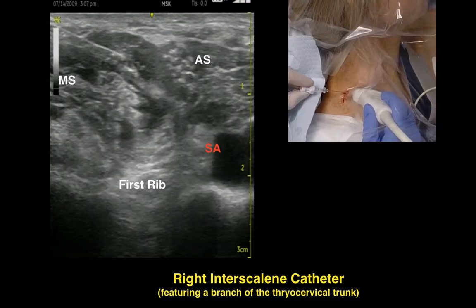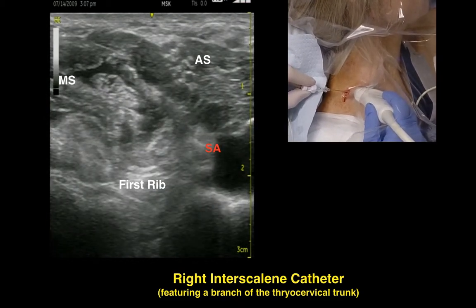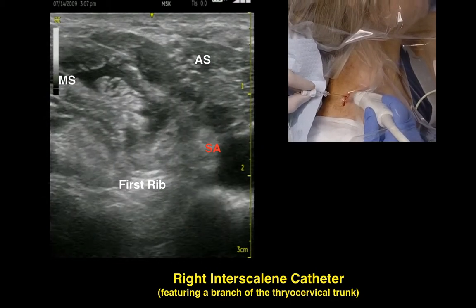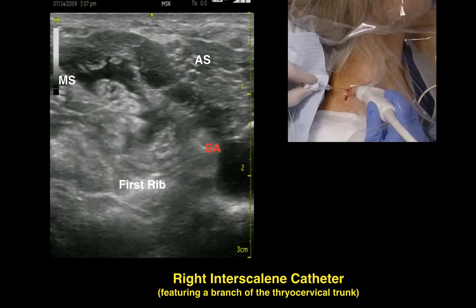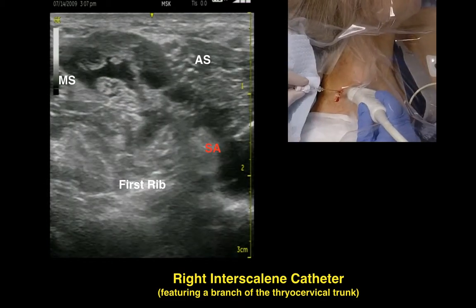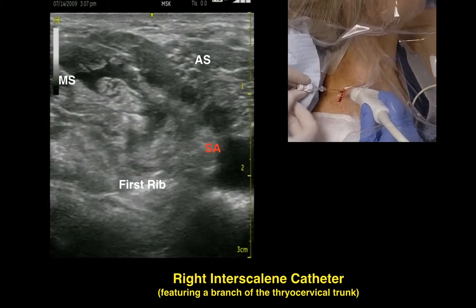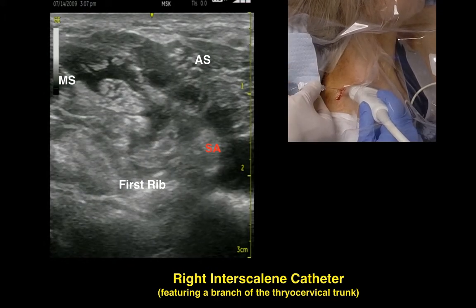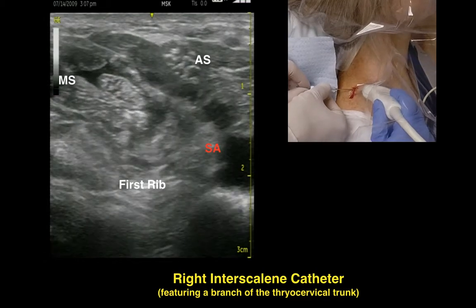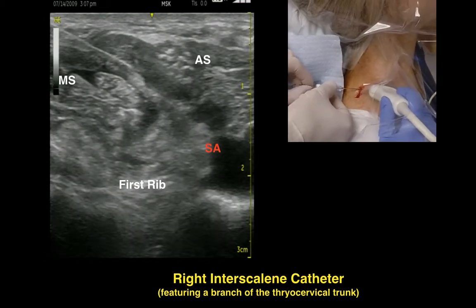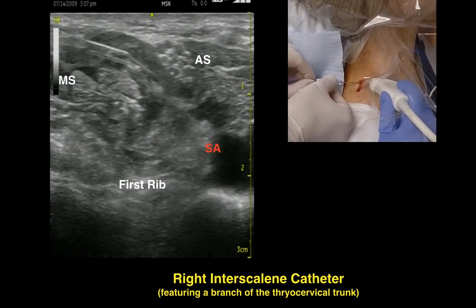Note the distance between the needle tip and the brachial plexus when the catheter is actually advanced. Also, if you review this clip, you will note the pulsations of an arterial branch of the thyrocervical trunk in a plane immediately superficial to the deep cervical fascia.